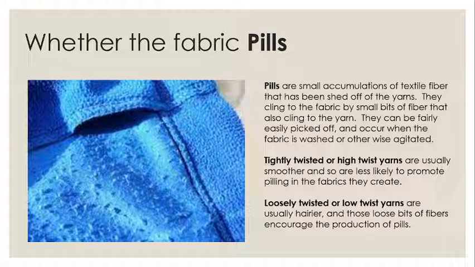Now, tightly twisted or high twist yarns are usually smoother, and so they are less likely to promote pilling in the fabrics they create. However, loosely twisted or low twist yarns are usually hairier. Remember that microscopic picture? You saw all those little loose, hairy bits of fibers coming off those loose twisted yarns? Well, those loose bits of fibers encourage the production of pills.